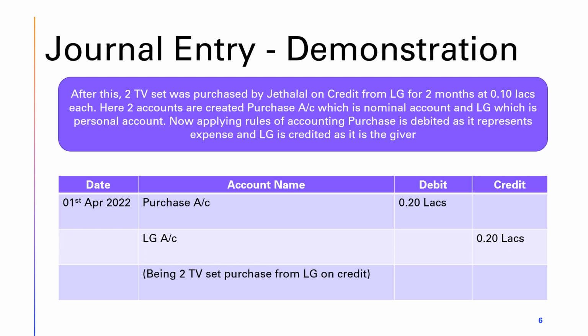And the second account is LG company account, which is a personal account as it is physically present. Now applying the accounting rules over here, purchase account is debited as it records an expense of the business, and LG company is credited as it is giving something to the business.